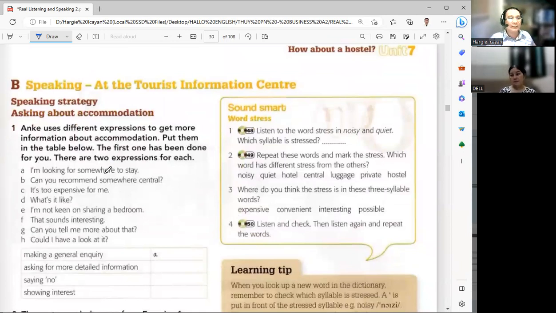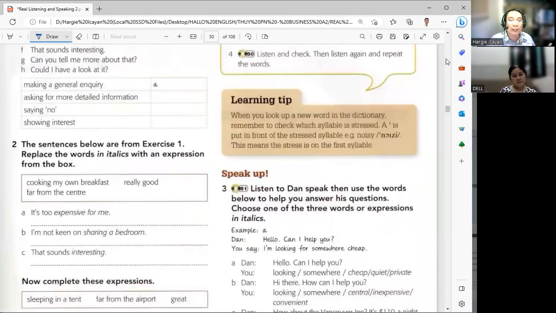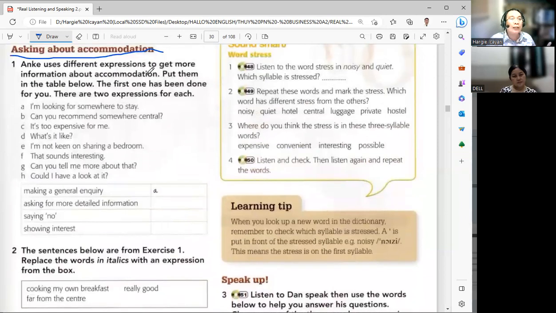Now, look at this one. How are we going to ask about accommodation? Let's say you are new to that particular place, how do we ask for accommodation? Here we have different expressions, A up to H, to get more information about accommodation. So put them in the table below. The first one has been done for us: making a general inquiry, that would be letter A.